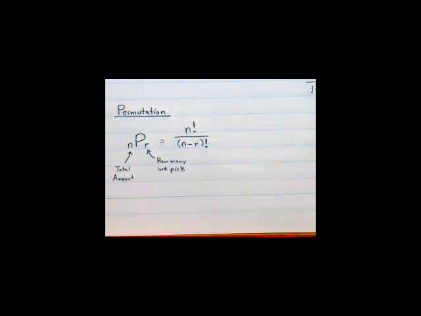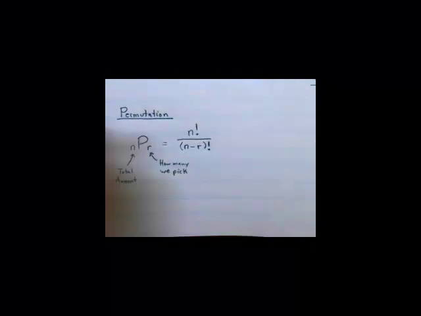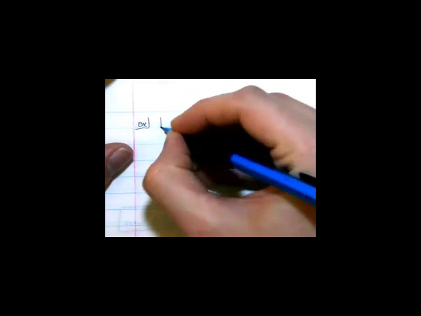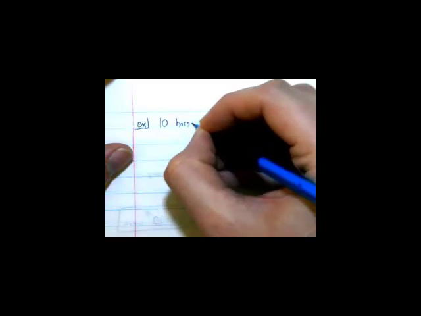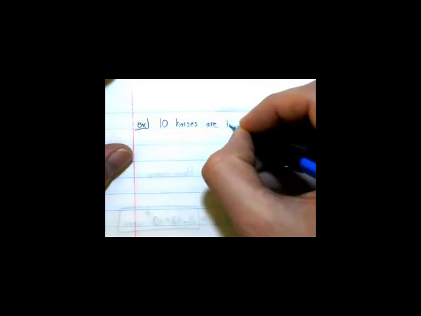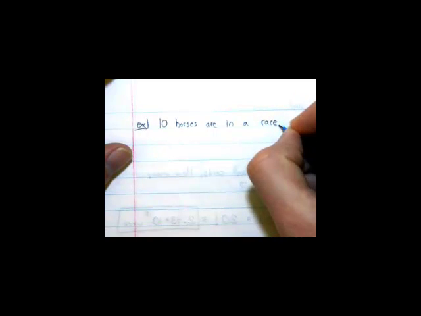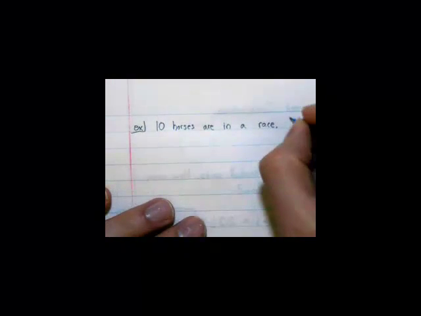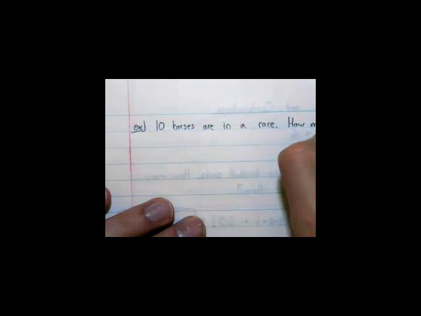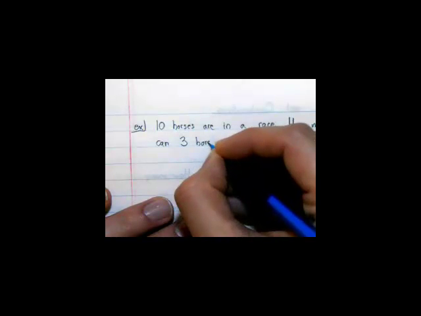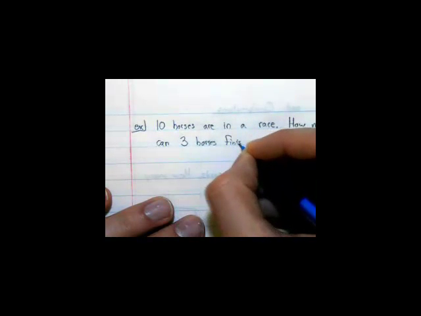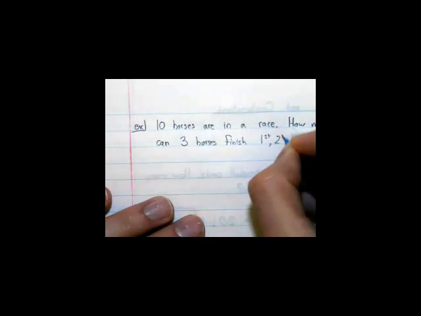So let's try one. Jump to the next page here. So let's say we've got 10 horses running in a race. So how many ways can 3 horses finish first, second, third?